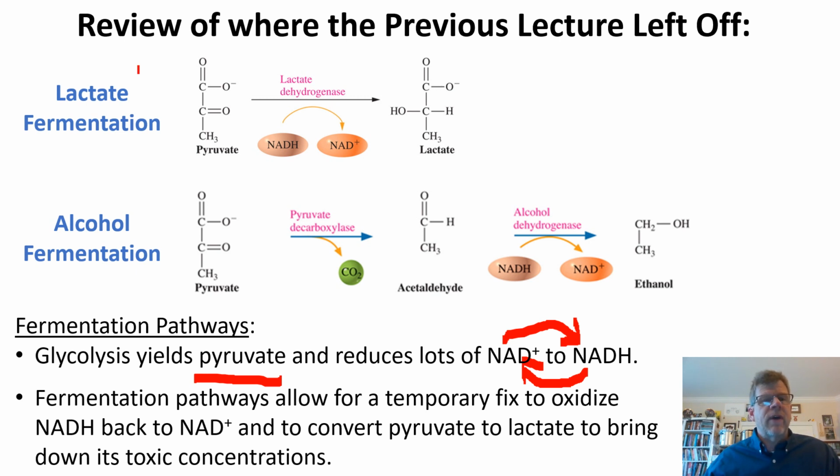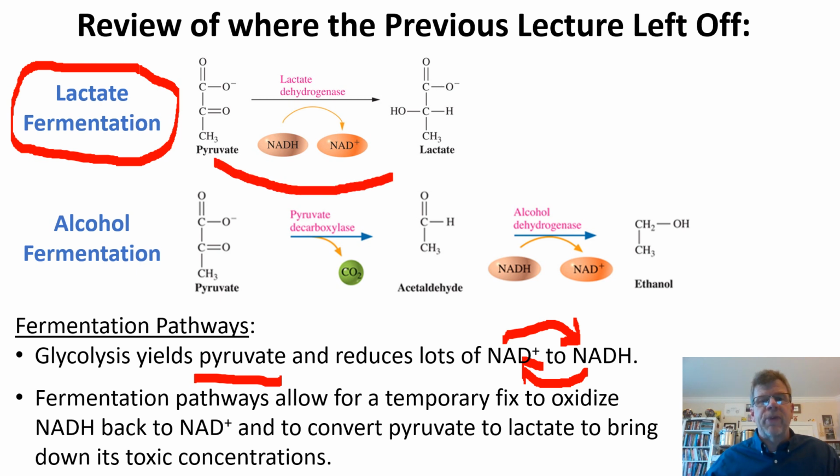The one that's looked at most of the time, and is the major one, is the lactate fermentation pathway. Again, we're getting rid of pyruvate and converting it to something else, lactate. And we're cycling NADH back to NAD, which are both of the things we want to do. Now we're bringing down concentrations of pyruvate and we're cycling NADH back to NAD.